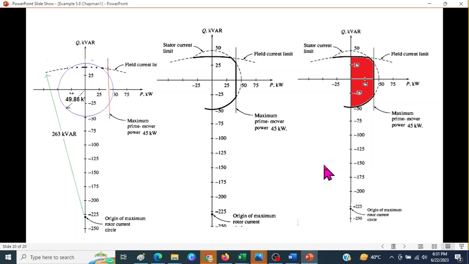So I hope you have been able to follow, and got some idea of what the capability curve is and why we need it. This gives you an idea about the operating limits of a synchronous generator. Thank you.